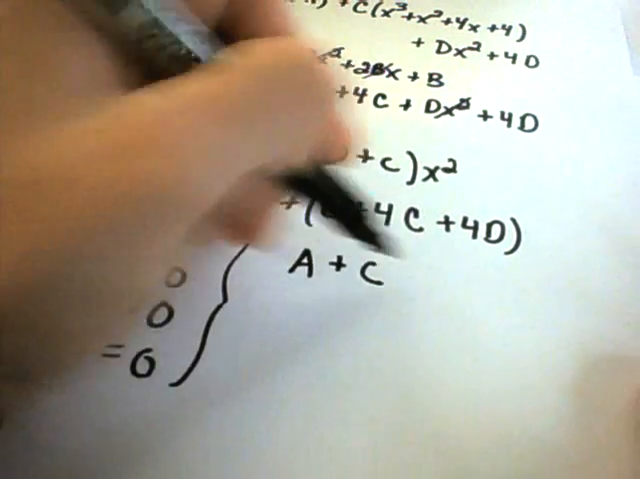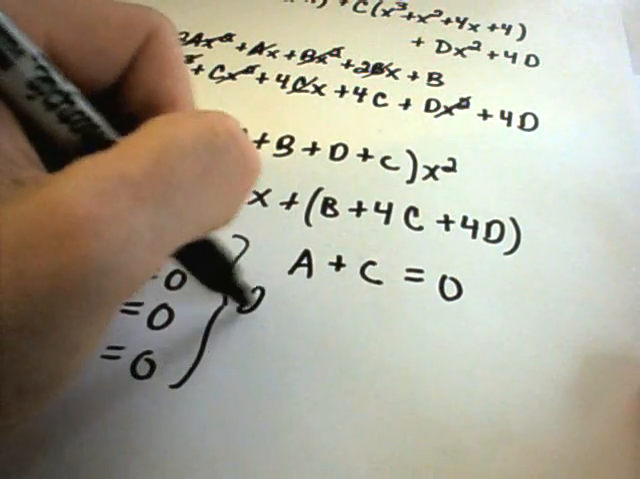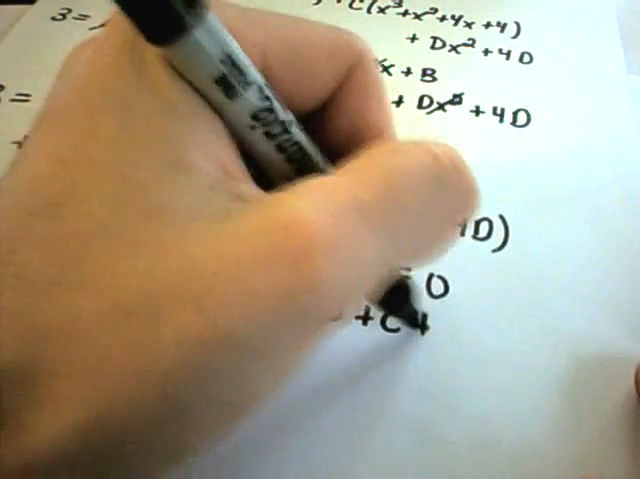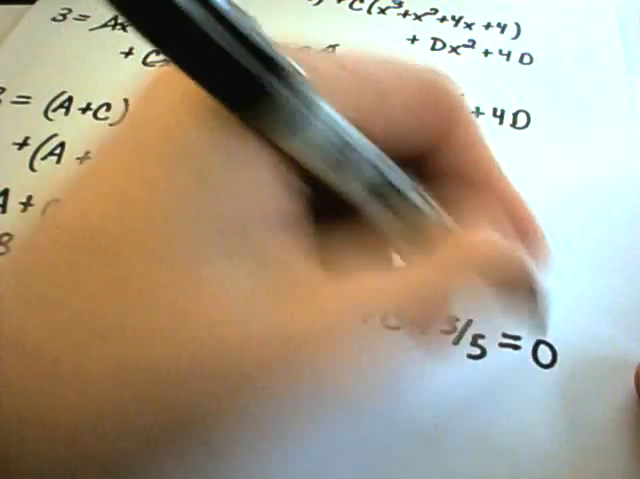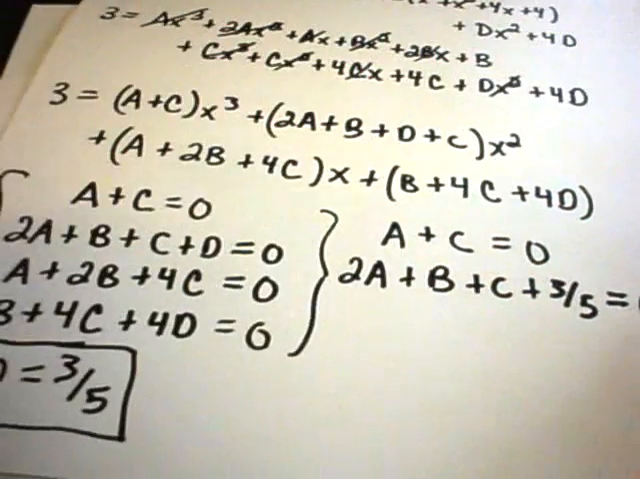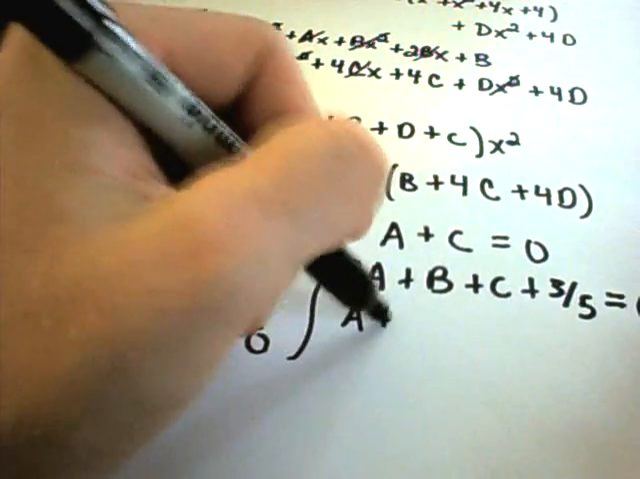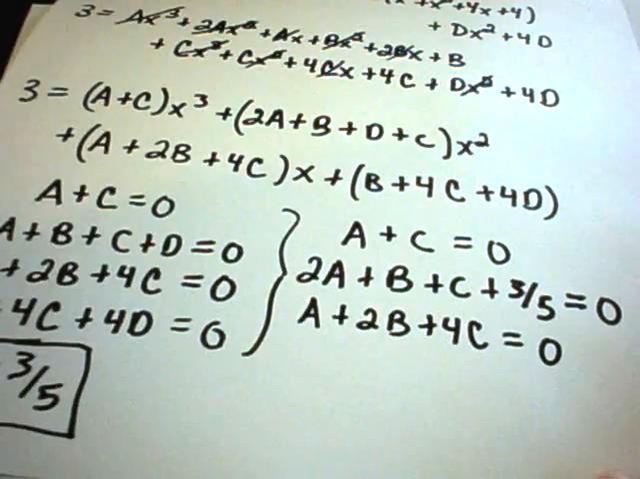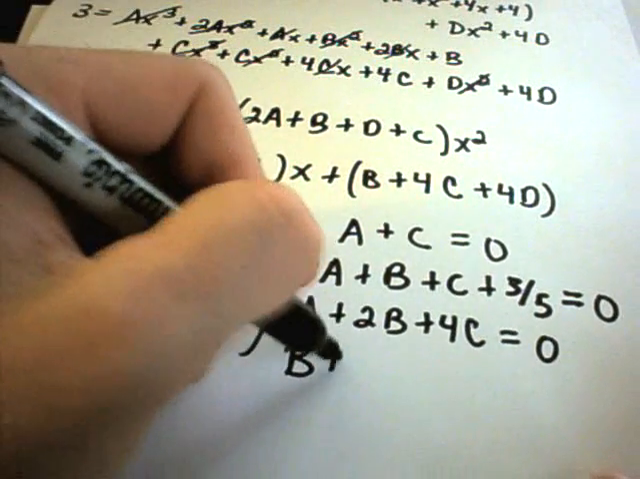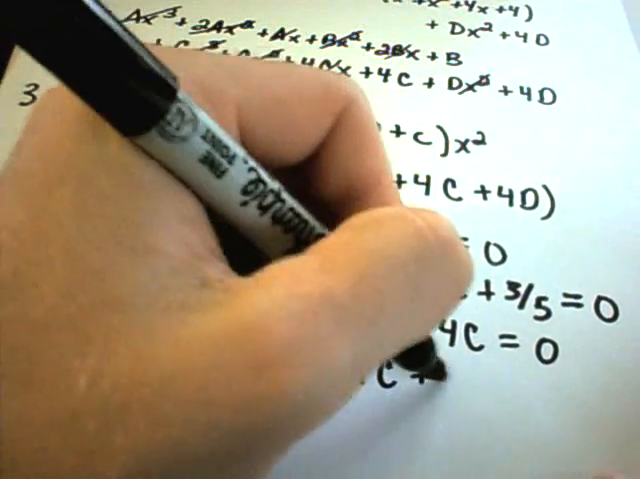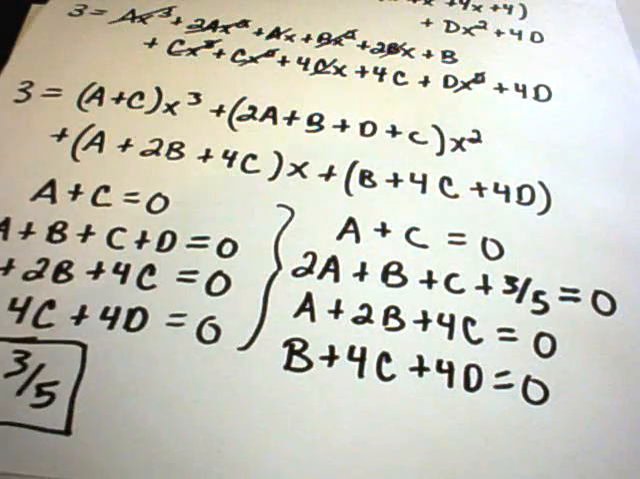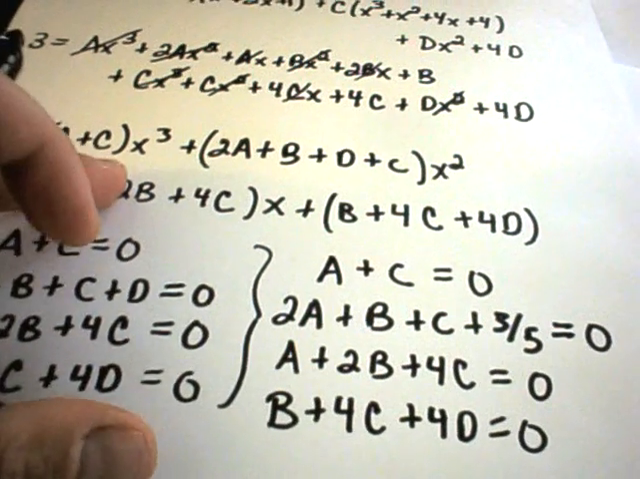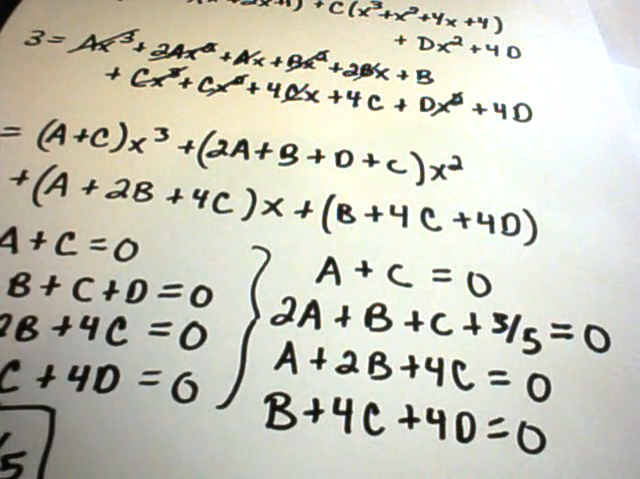So a + c = 0. 2a + b + c + 3/5 = 0. I'm plugging in my d value. a + 2b + 4c = 0. And lastly, b + 4c + 4d = 0. Again, I hope I haven't made a little mistake. It's certainly possible. I'm going through this one pretty quickly. So I certainly apologize if I have.